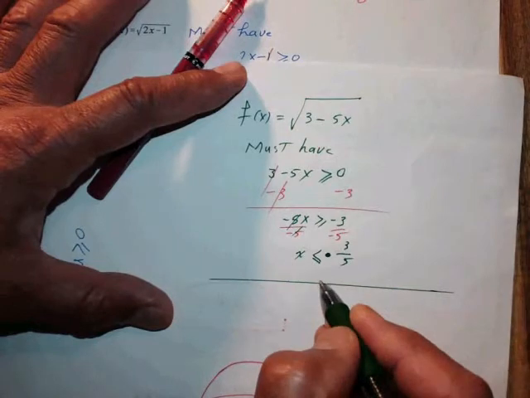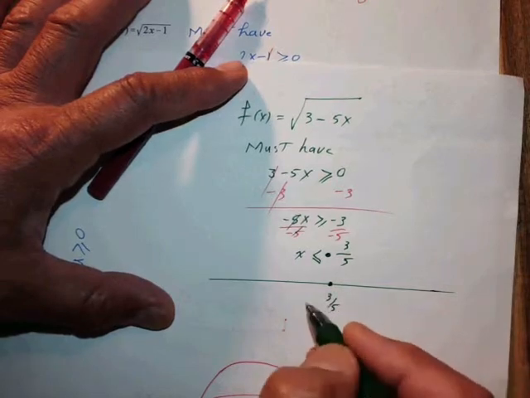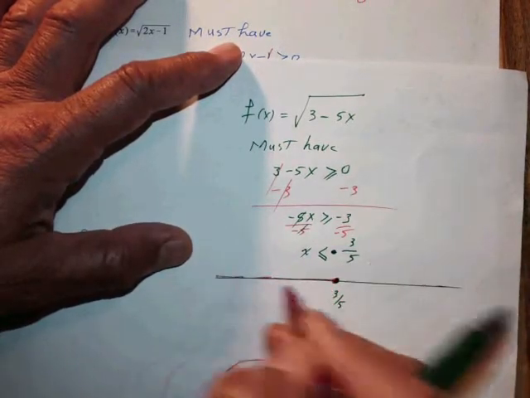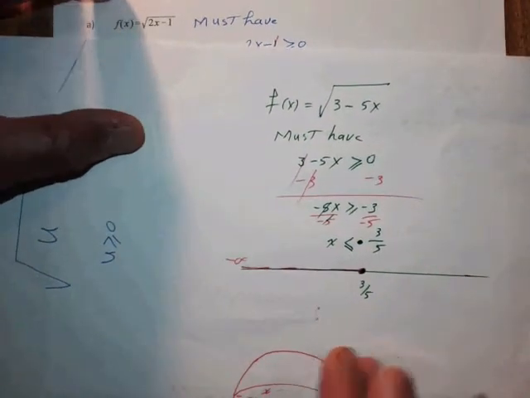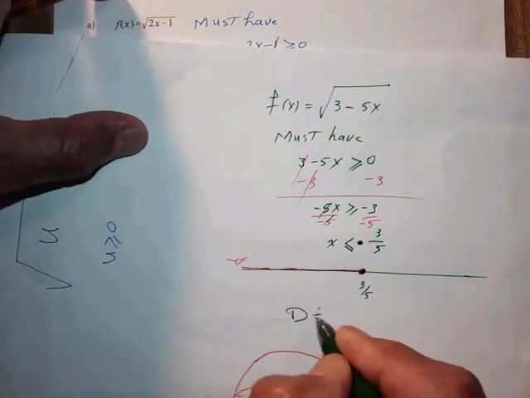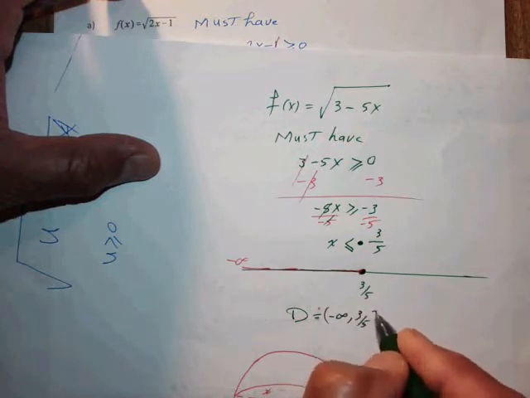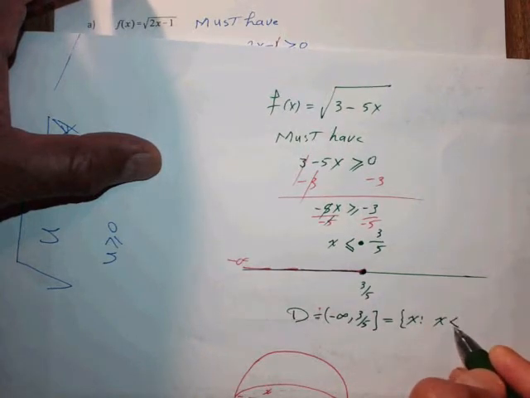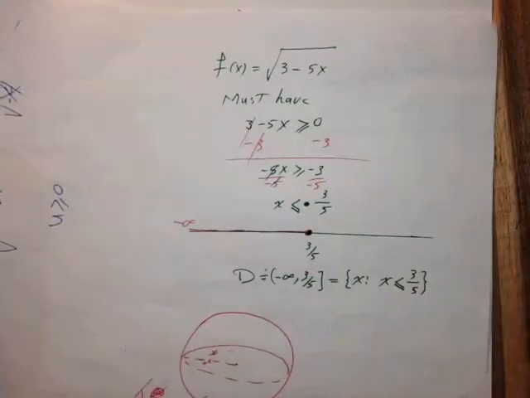So if I choose one point here as my value 3/5, then less than or equal to that means everything to the left side. So the domain would be here, minus infinity. Again, if you use the set builder notation, then you say the domain is from negative infinity to 3/5, which is the same thing as saying the set of all x's such that x is less than or equal to 3/5.